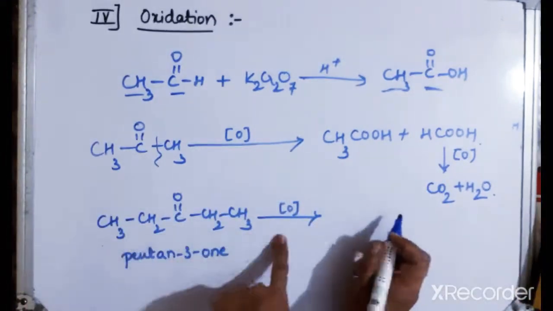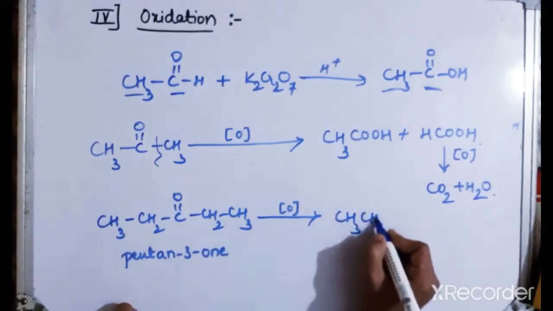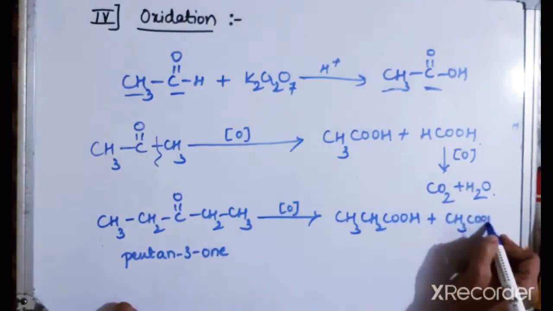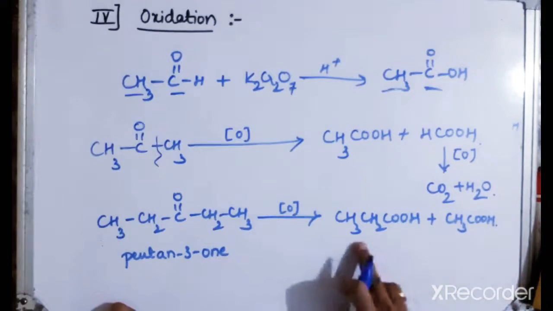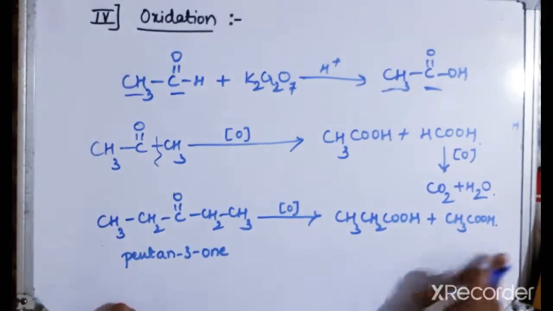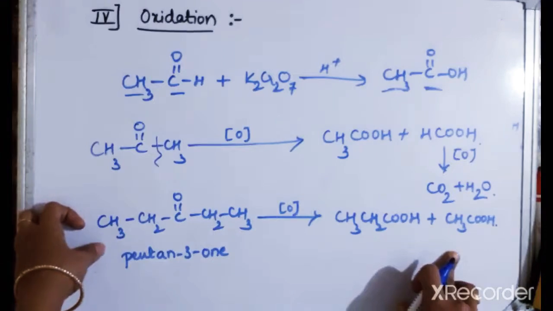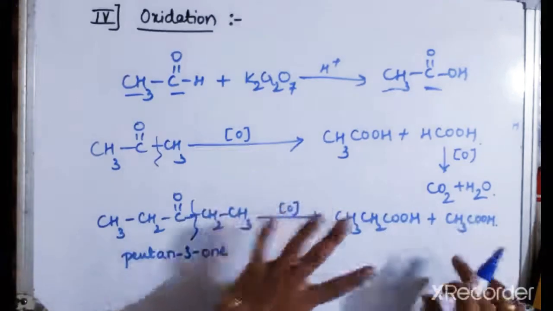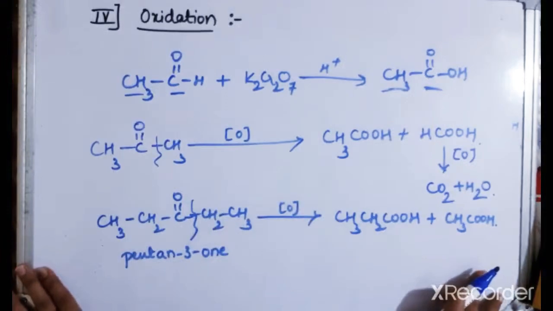So if this is subjected to oxidation, what will we get as a product? We'll get CH3CH2COOH and CH3COOH as a product. That is propionic acid and acetic acid, propanoic acid and ethanoic acid as a product. So these two compounds are formed as a product on the oxidation of pentan-3-ol. So the cleavage takes place here. As it is symmetrical, you will get two products. If it is unsymmetrical, then we'll be getting 4 different carboxylic acids as a product.